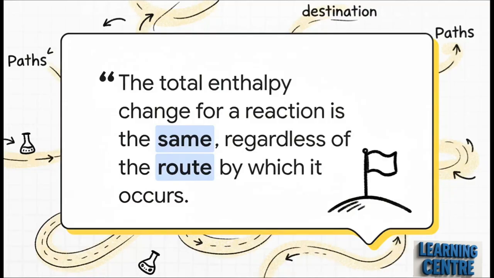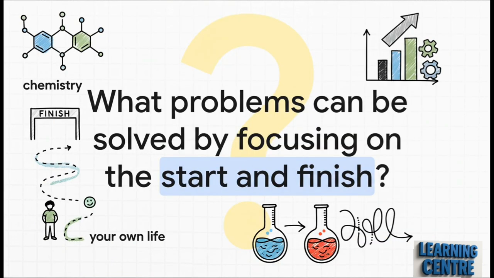And it really all comes back to this one simple but powerful idea, first figured out by Germain Hess almost 200 years ago. It's a beautifully simple principle. The destination is what matters, not the path you took to get there. And that really leaves us with one final thought. This whole principle of focusing on the start and the finish, instead of getting bogged down in the messy middle, is so powerful. If you step outside of chemistry, what problems in your own work, or even your life, could be solved by ignoring the path and just focusing on the destination?